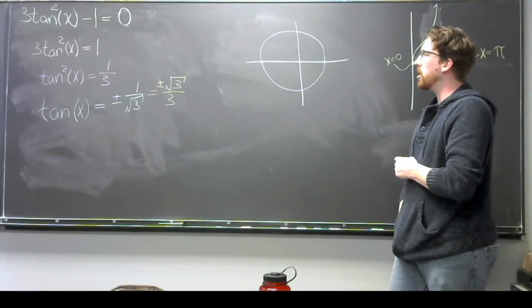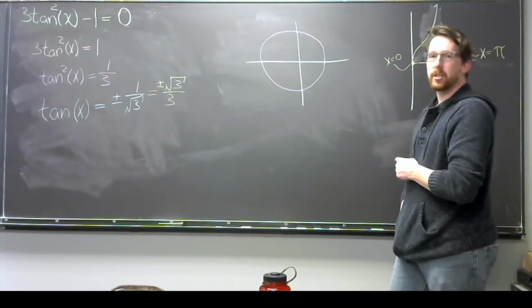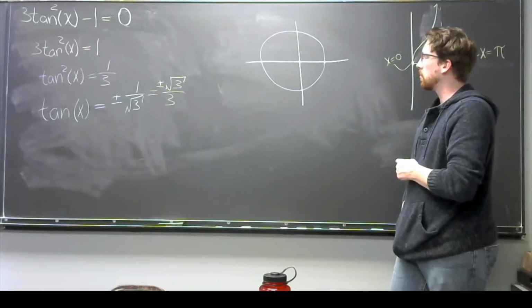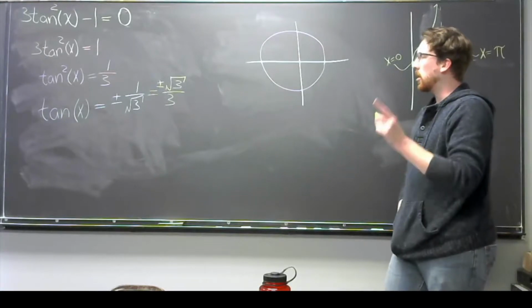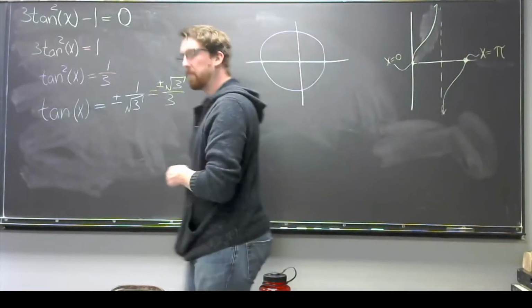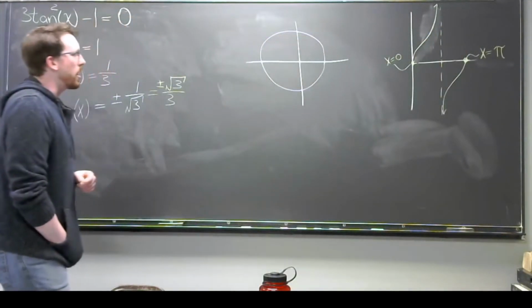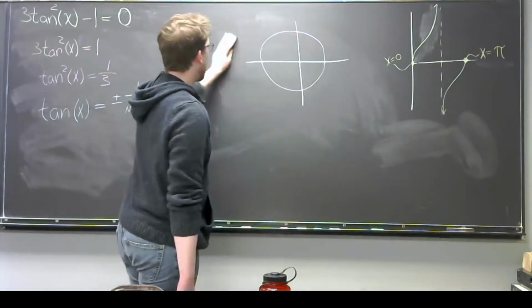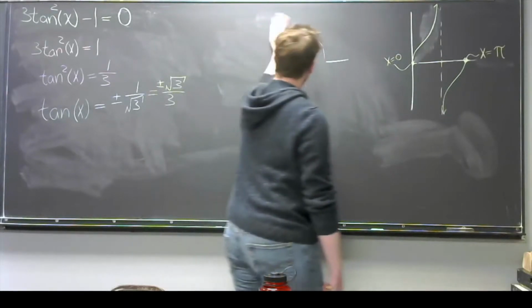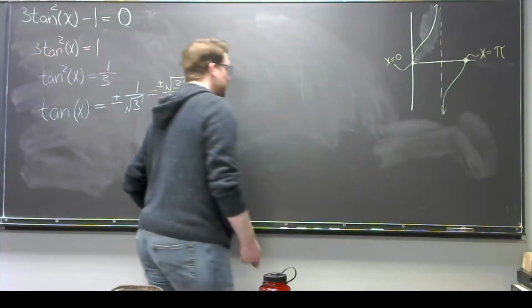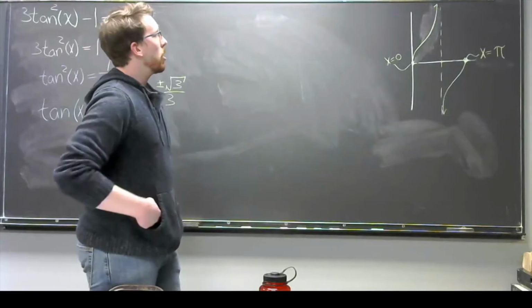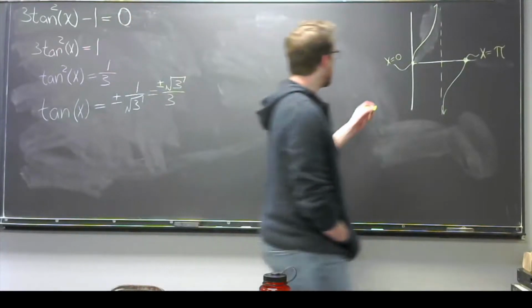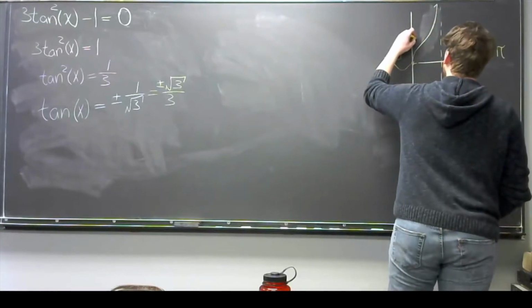Well, there are only 2 regions that this could possibly occur. I'm getting ahead of myself. Let me not go this way. Instead of talking about it on the unit circle, let's talk about it on the graph of tangent.